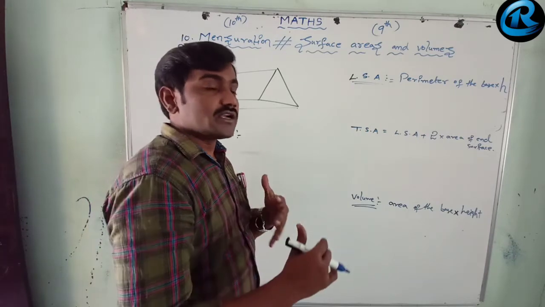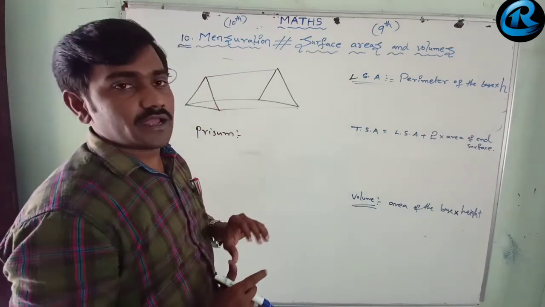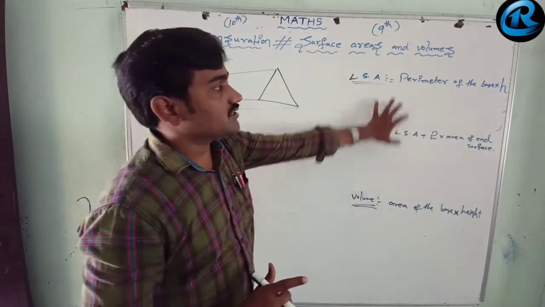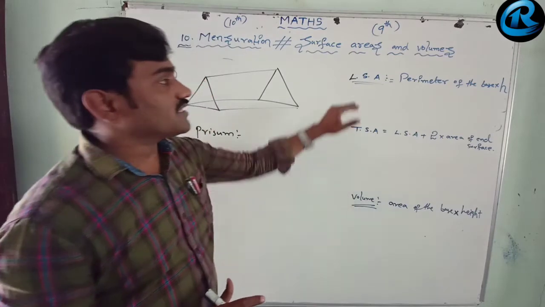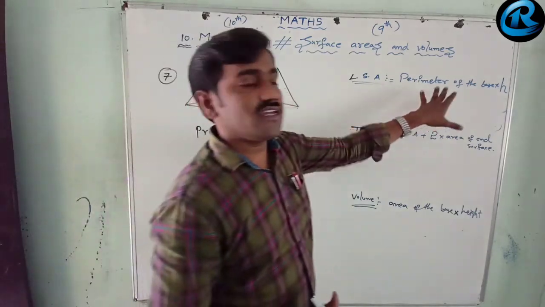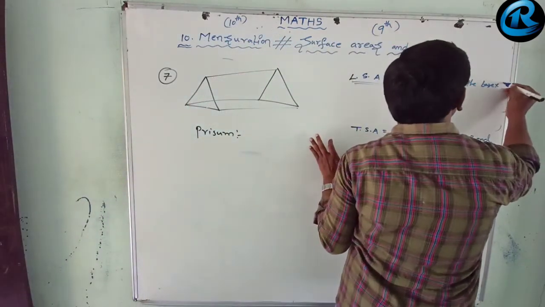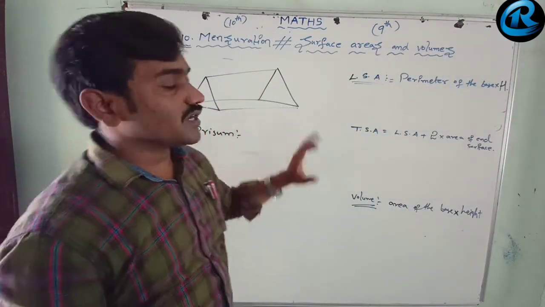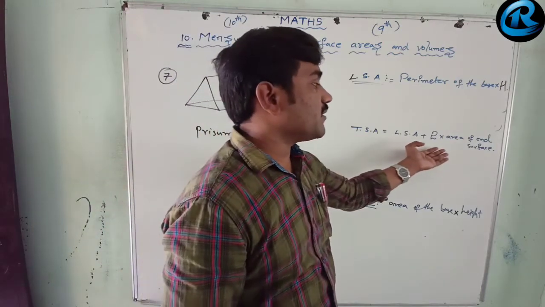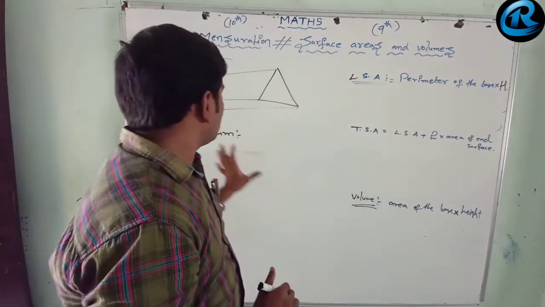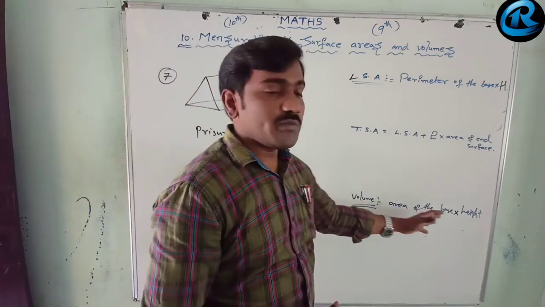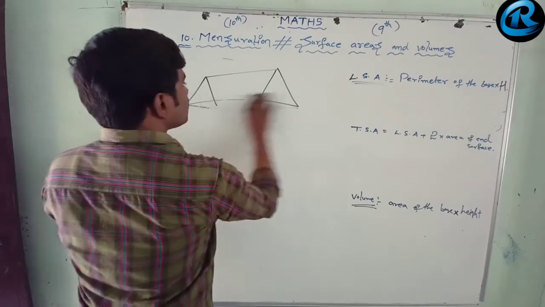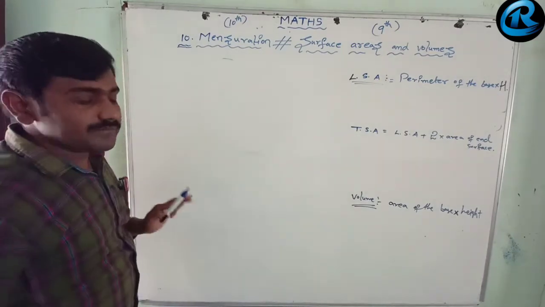So there will be no particular formulas for the prism and pyramid, but we have to remember the main formulas. If you remember this, that's enough. What is the lateral surface area of the prism? Perimeter of the base into height. What is the total surface area of the prism? Lateral surface area plus 2 into end surface areas. And what is the volume of the prism? The area of the base into height. That you have to know, and the same thing you have to write. And the next and last one, the 8th one, is the pyramid.